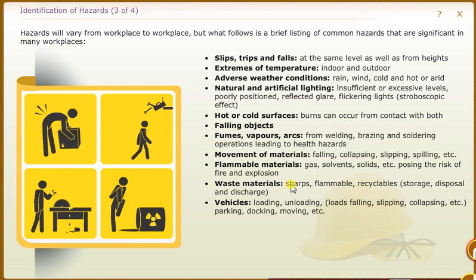Movement of materials: falling, collapsing, slipping, spilling, etc. Flammable materials: gas, solvents, solids, etc., posing the risk of fire and explosion. Waste materials: sharps, flammable, recyclables, or storage, disposal, and discharge. Vehicles: loading, unloading, or loads falling, slipping, collapsing, etc. Parking, docking, moving, etc.